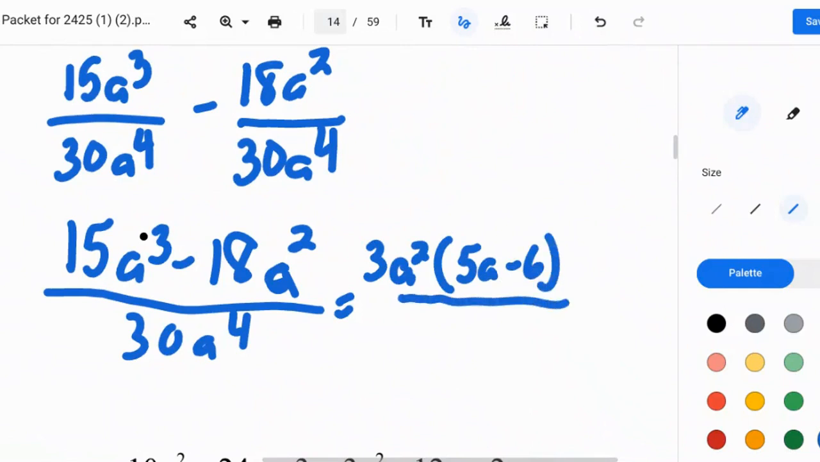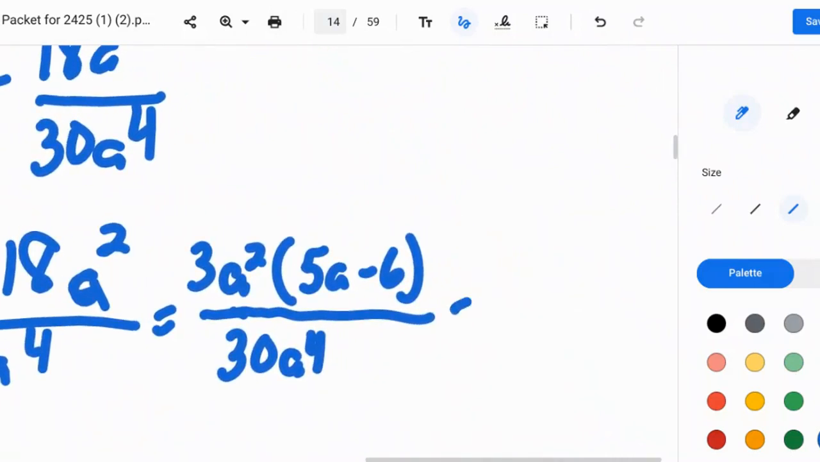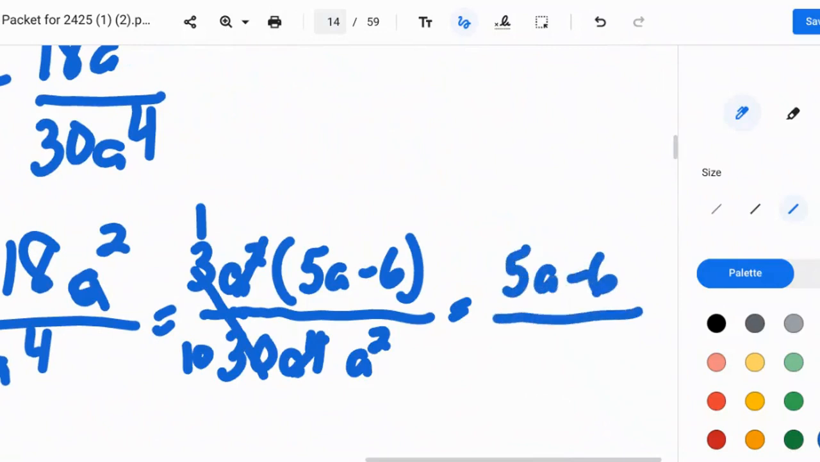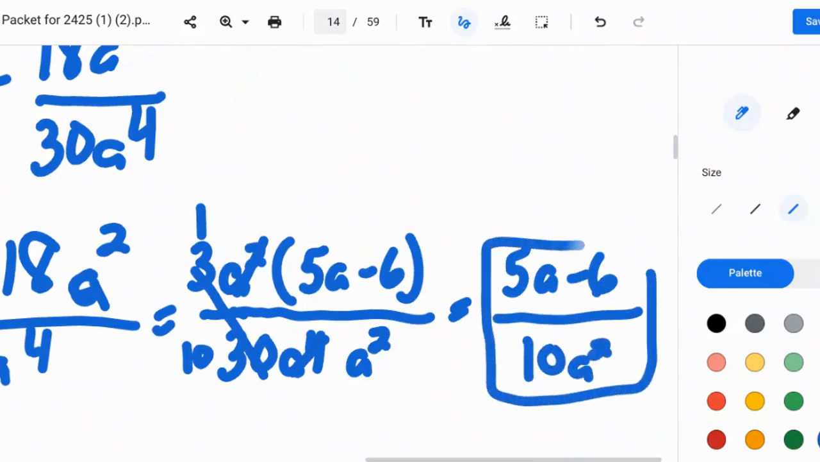On the bottom, I have this 30a to the fourth. So I look to see, can I simplify the 2 single terms, which are my monomials on the left side of the top and the bottom. So 3 divided by 30 can simplify. A squared over a to the fourth can simplify. So in the end, I'm going to have an actual simplified answer. 3 divided by 30 is 1 over 10. 2 a's cancel, so I'm left with a squared. So in the end, I just have a 5a minus 6 up top. On the bottom, I have a 10a to the second power. And that would be your answer.